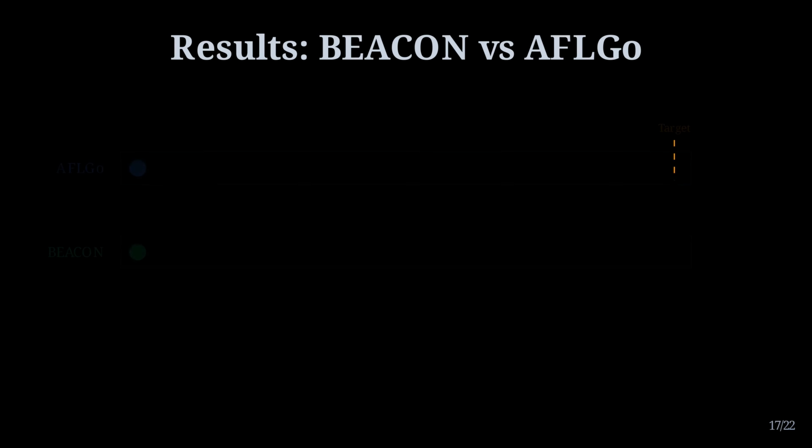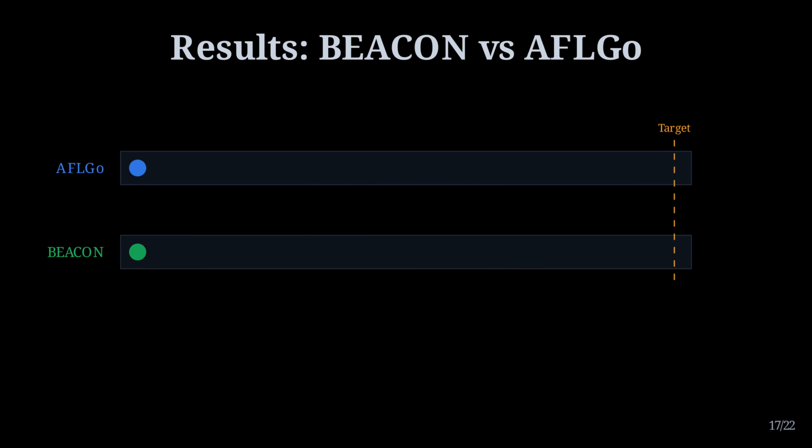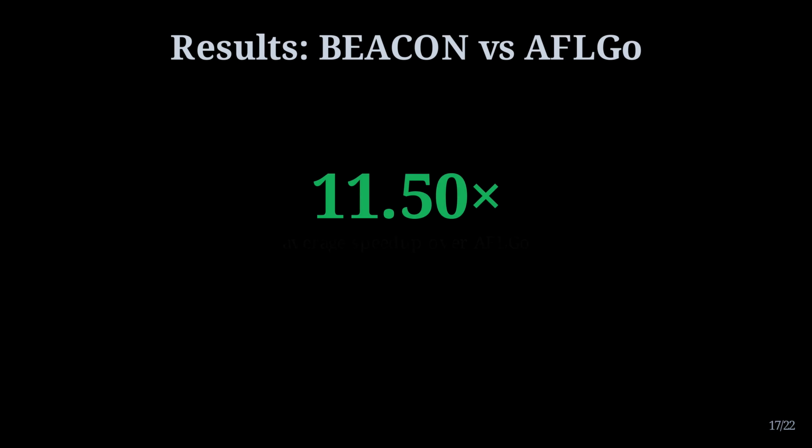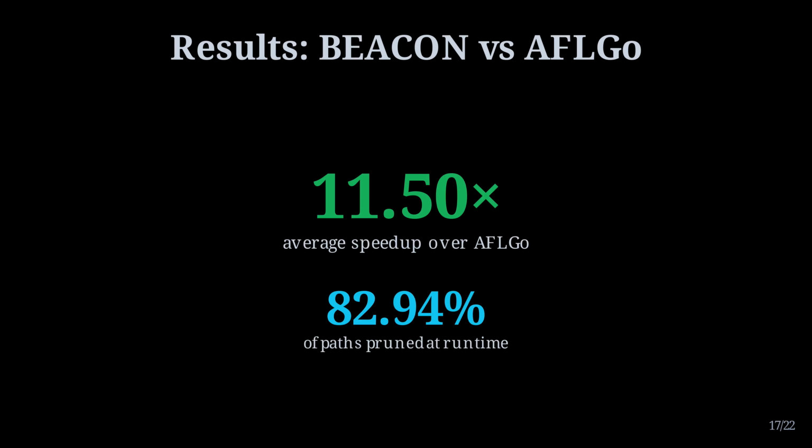The headline result is that Beacon achieves an 11.50 times average speedup over AFLGo, pruning 82.94%, so approximately 83% of executed paths at runtime. To put this into context, AFLGo timed out on 34 out of the 51 CVEs. It couldn't reproduce them within the 120-hour budget. Beacon captured and reproduced all 51. Of those, 23 were done within 5 hours and the remaining 33 within 24 hours. And those numbers include the time spent on static analysis, by the way. The speedup ranged from 1.2 times on the easier cases up to 68.5 times on the hardest ones.